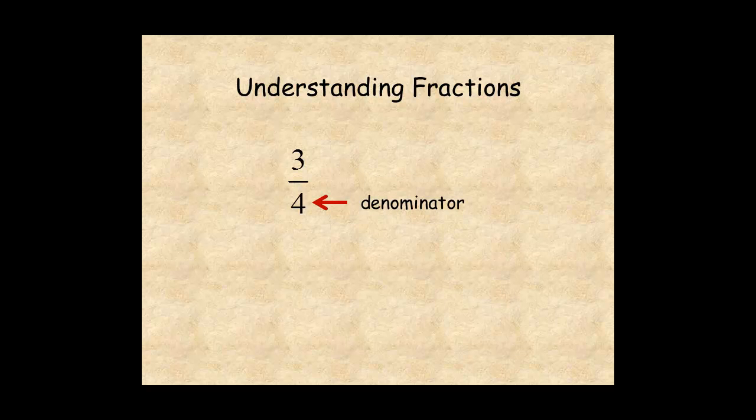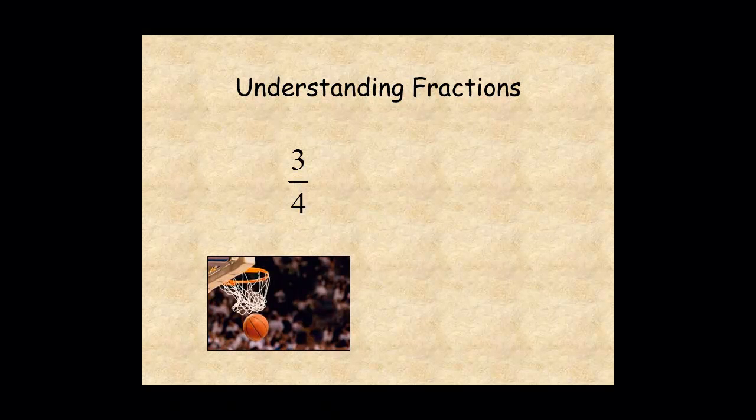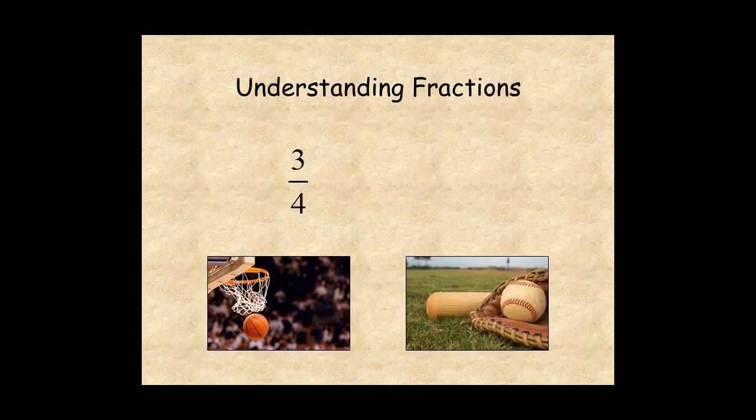A fraction is used to express or describe parts of something. The fraction 3 over 4 describes 3 parts out of a total of 4 parts. Many things in everyday life come in parts, like the halves and quarters of a basketball game, or the 9 innings of a baseball game.